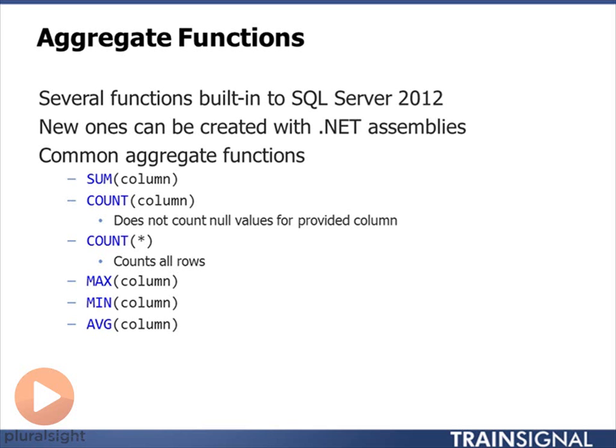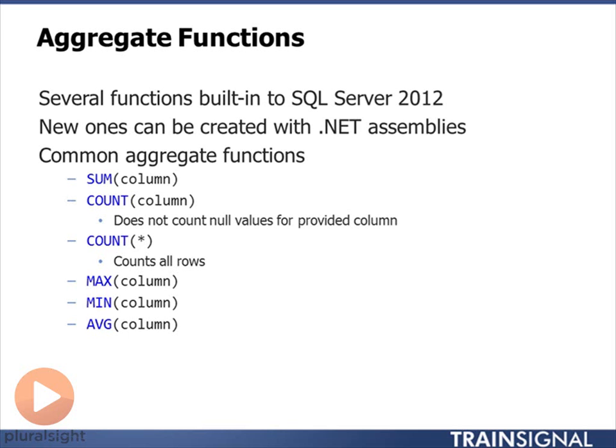Now, one thing that some people will do, if they want to count every single row, is say count 1, or they'll say count and then pass in whatever column is being used for the primary key, because of course there's guaranteed to be a value for every single primary key.